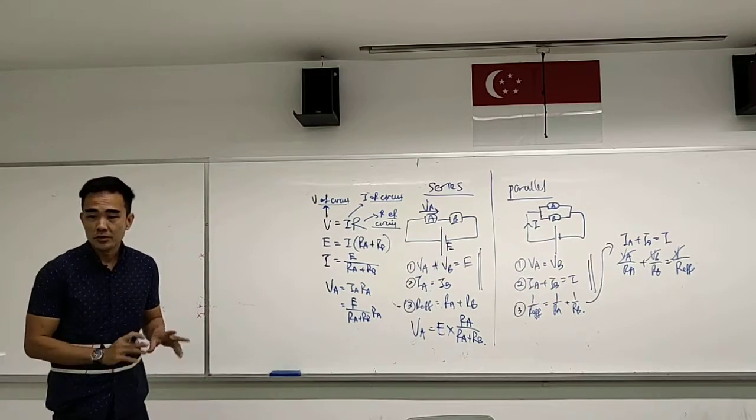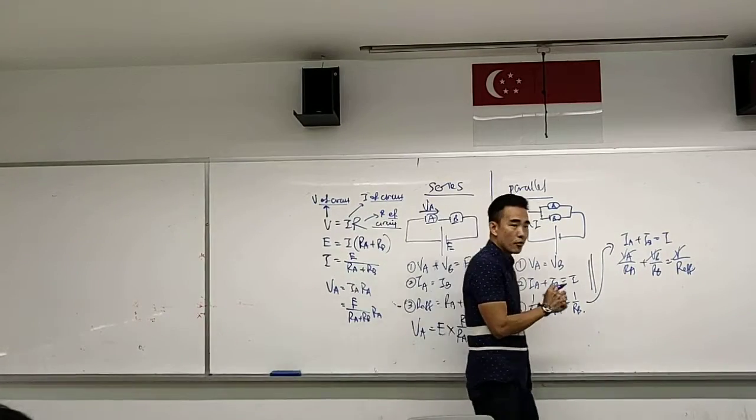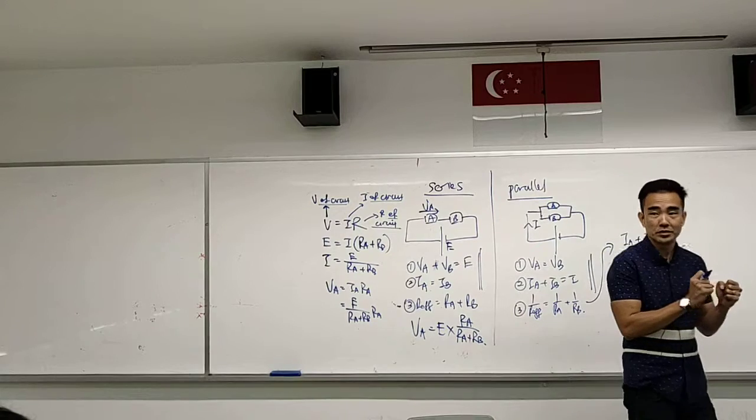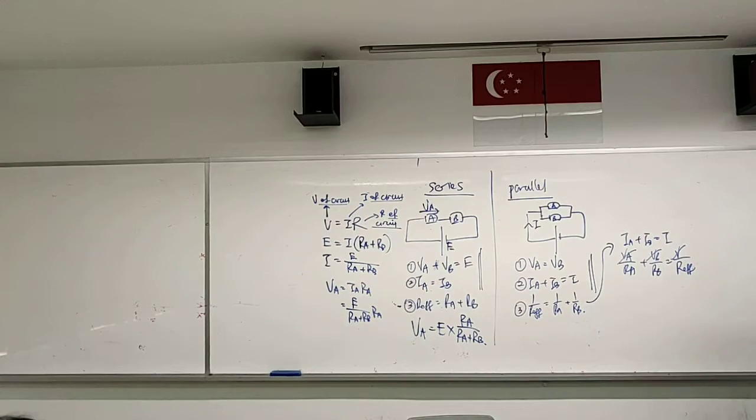The ratio of the resistance. So the bigger the resistance, you always take the bigger portion of the voltage. The smaller the resistance, the smaller portion you take.